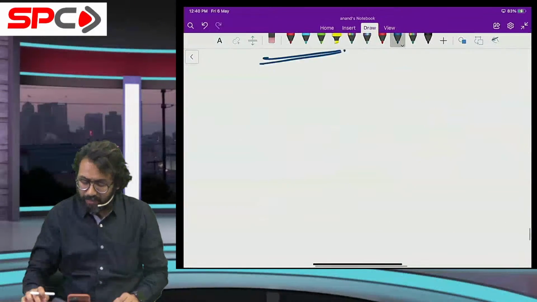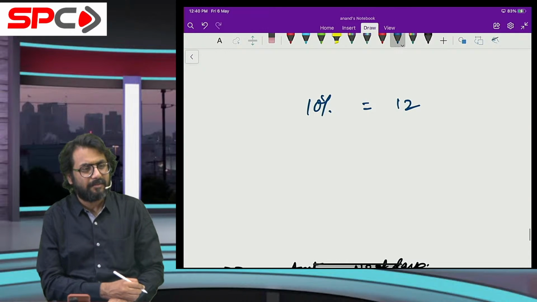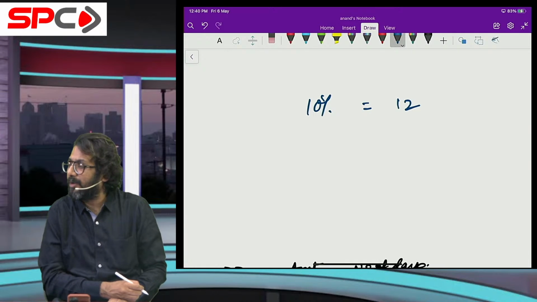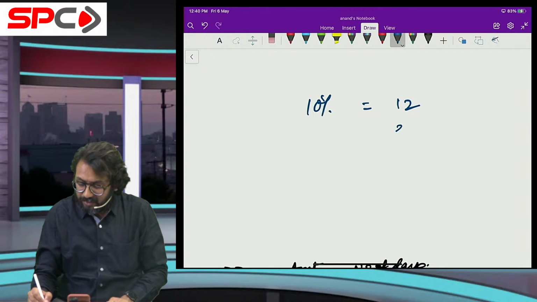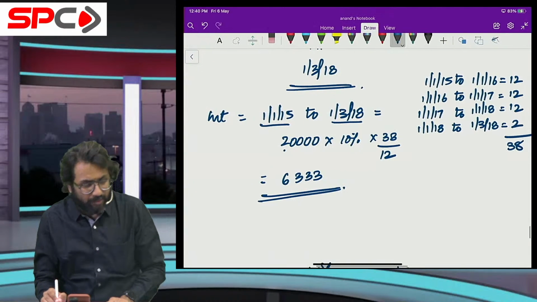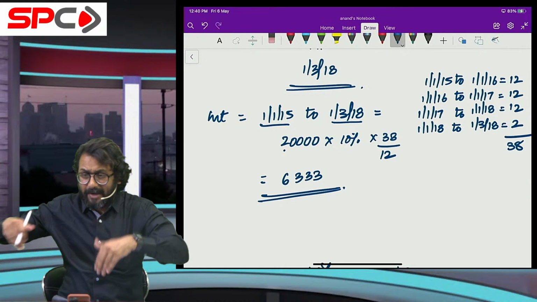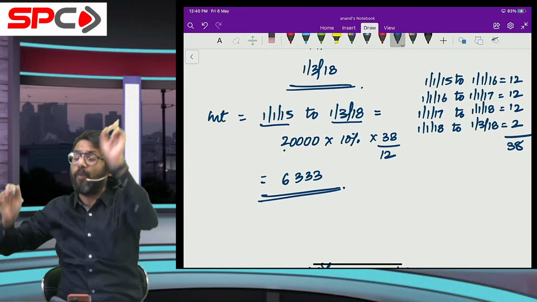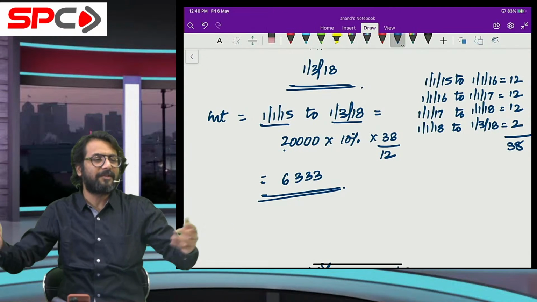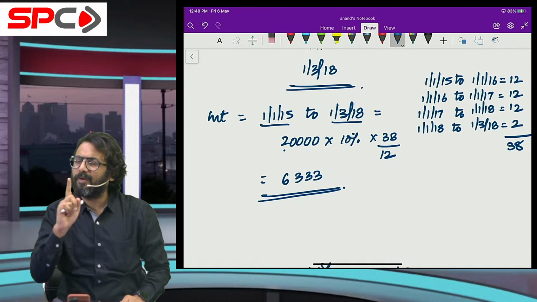Why is this happening? So you tell me, 10% is for how many months? 12 months? Yes or no? I am saying I want interest for how many months? 38 months. So I'll say 38 is what I want. So can I not say 20,000 into 10%? I'll get it for how many months? 12 months. I divide it by 12. When I divide it by 12, I'm getting the interest for 1 month. And multiplied by 38, I am getting the interest for 38 months. Yes or no?